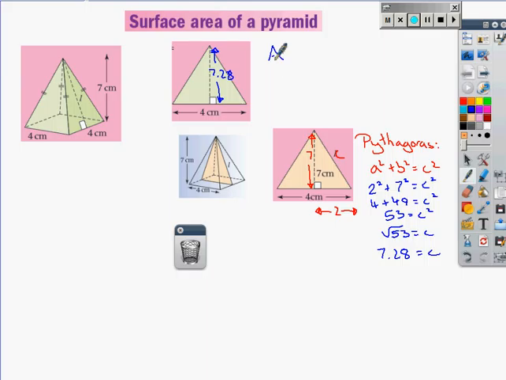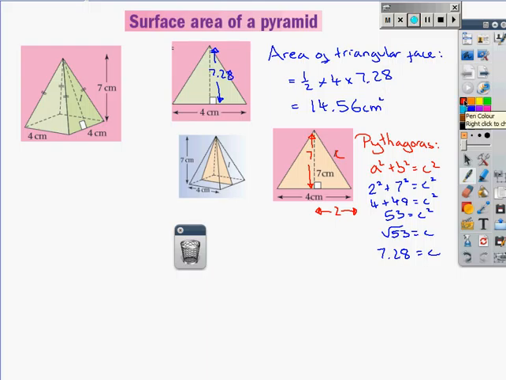So the area of our triangular face we can now work out with the formula for area of a triangle, because it's a half times the base times the height. Put that into your calculator and you get 14.56 centimetres squared. So let's finish off this question now then, come down to the bottom.